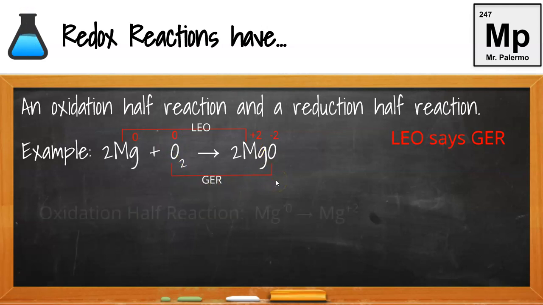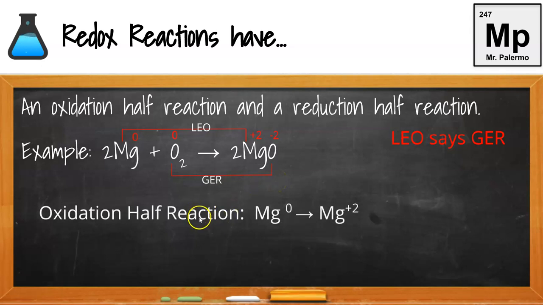And so if we pull these out, our oxidation half reaction, since it's half of this full redox reaction, is Mg0 to Mg+2, which I've written here. And LEO tells me that's a loss of electrons to go from 0 to +2 because I'm losing 2 negative charges. And so we have a loss of electrons being shown on the right-hand side of our reaction.